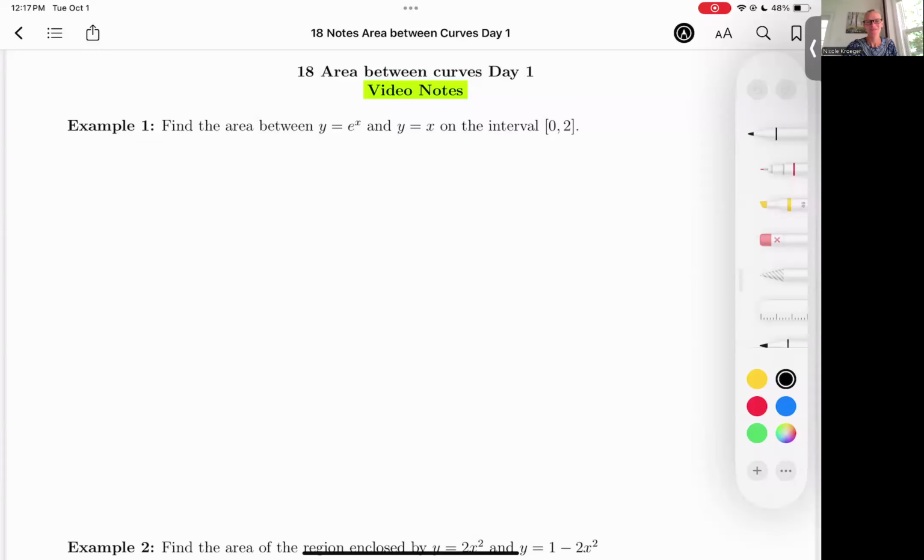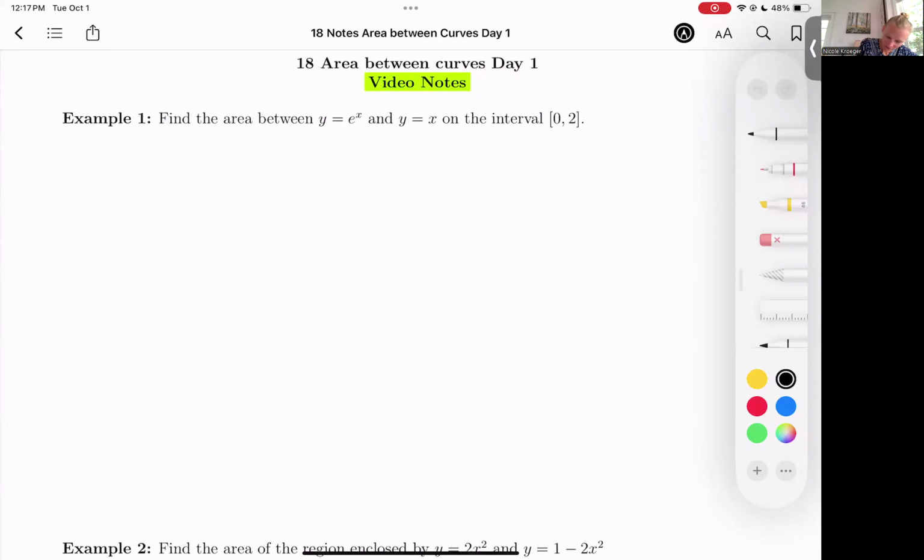Last year, we spent a little bit of time talking about area between curves and volume. And this year, we're going to go into a little more depth, especially in the volume section. But it's good to review area between curves. So we'll spend 2 days on this. So let's just jump into this first problem and remember how we did this.